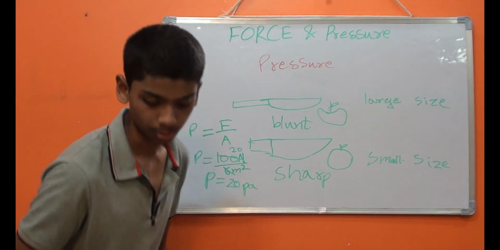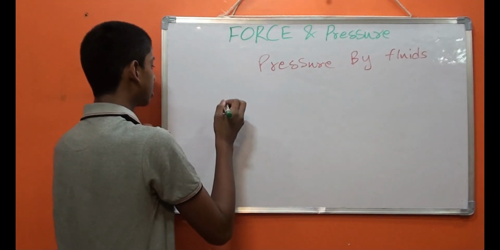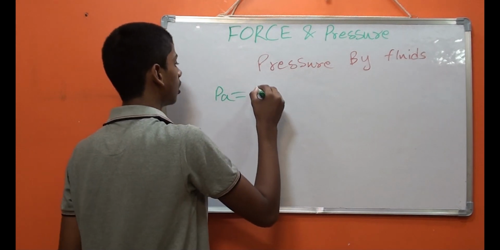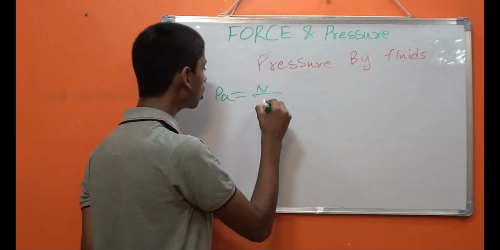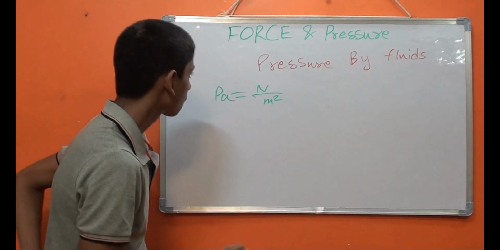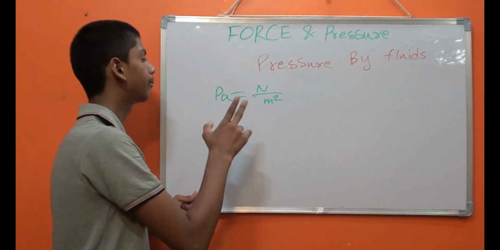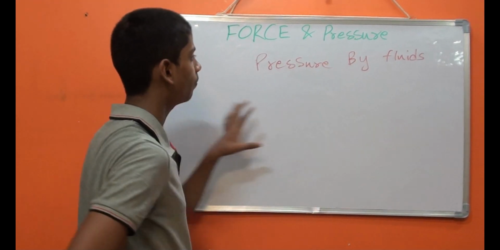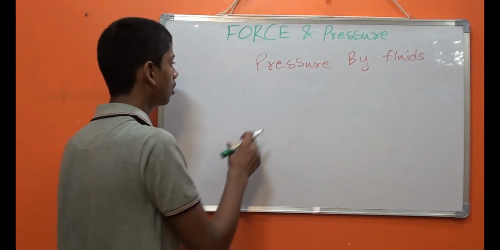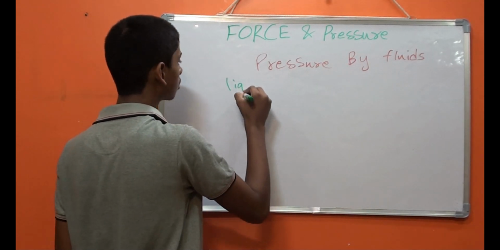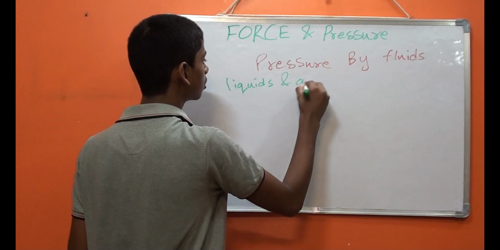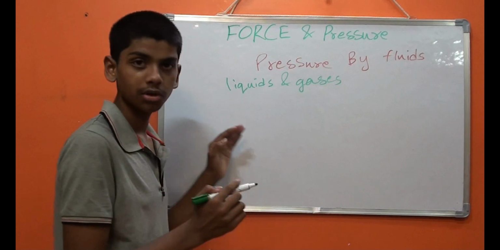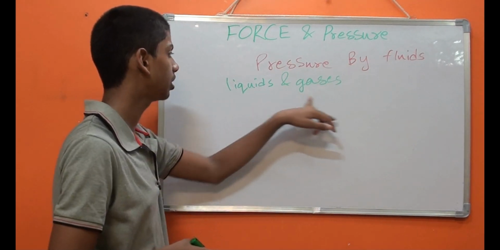Now let's see our next topic. Friends, the SI unit of pressure is Pascal. It can also be written as Newton per meter square. Now let's learn about pressure by fluids. Here liquids and gases are together called fluids. Now we will learn about the pressure exerted by these two.